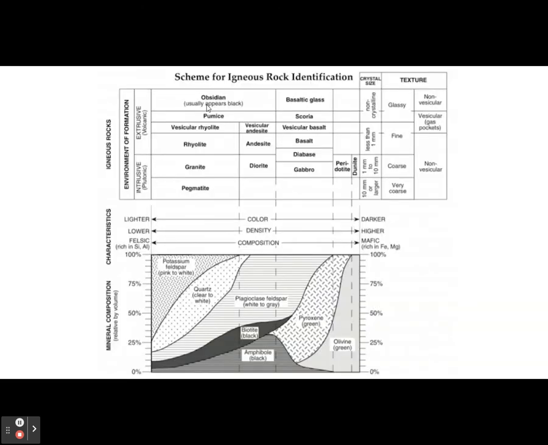And this is on the science reference table, no memorization required. So the ones that are on the left side, as you move towards the left, they become lower in density, and as you move towards the right, they become higher in density. So dunite is a very dense rock.